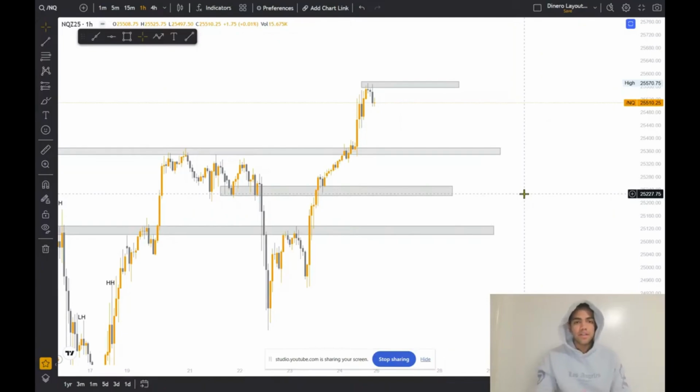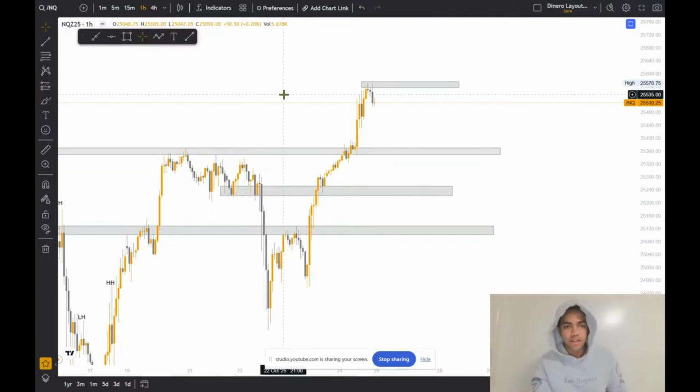So basically an indication and a correction and a continuation is the entire strategy. That's all it is. That's why you don't need the extra indicators. You don't really need any of that.